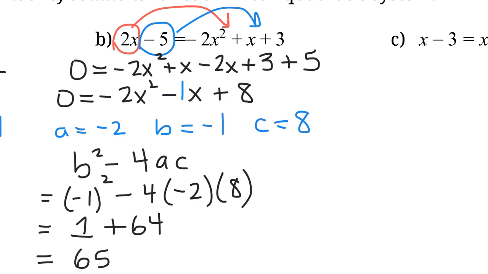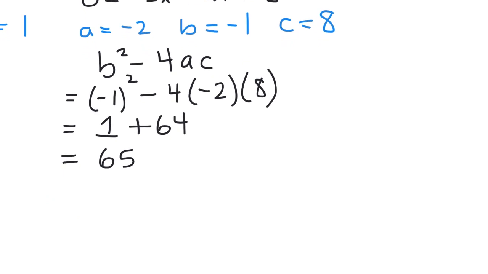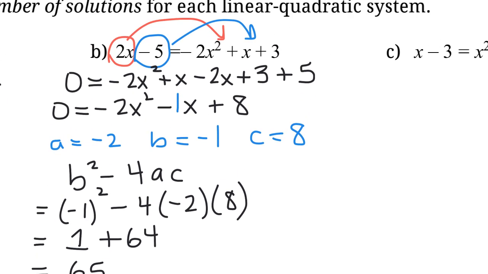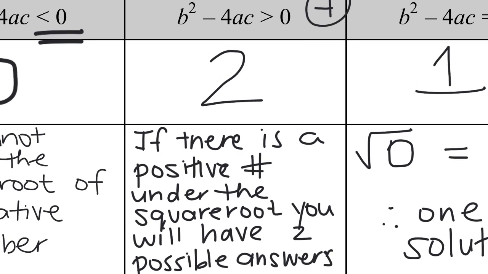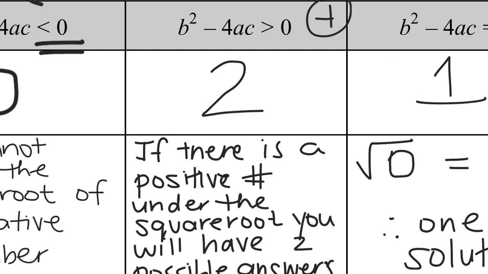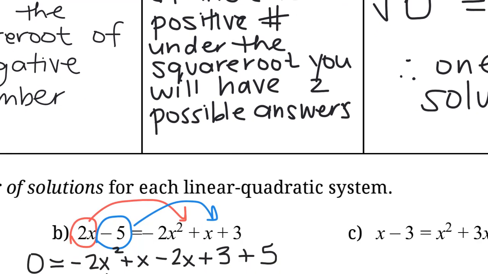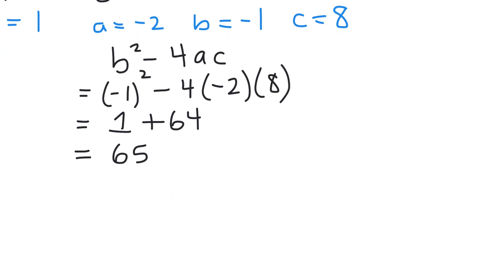So again, we're checking our answer against the three possible situations. Is my answer less than 0, greater than 0, or is my answer 0? Well, my answer is 65. 65 is greater than 0. So if I go back and look at my chart, if I have an answer that is greater than 0, I can have two possible solutions for my parabola. So I'm going to scroll back down to the bottom here, and I'm going to say, therefore, two solutions.